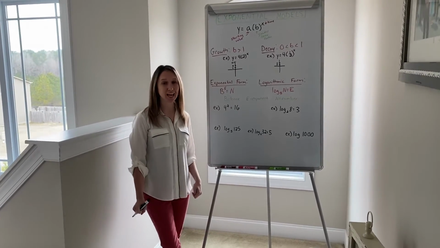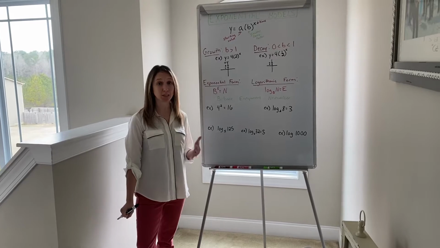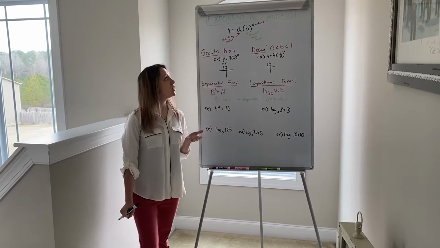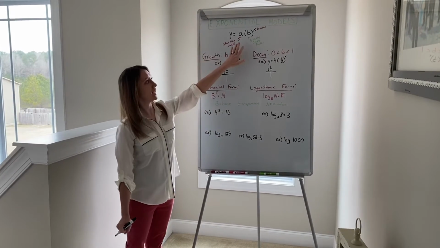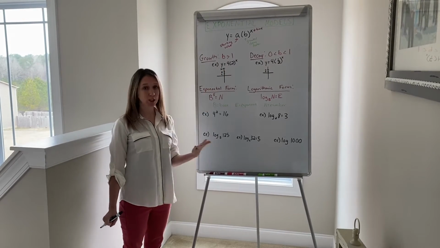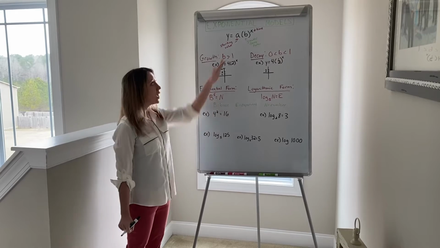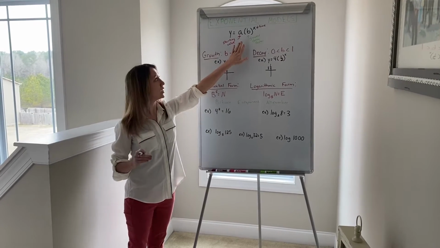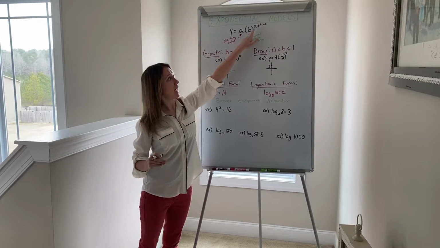We're going to discuss exponential models and how to convert them into logarithmic form. So the first thing we're going to look at is an example of an equation for an exponential function. Now there's multiple equations that you will use with exponential functions, but this is the most basic equation. y equals a times b to the x power.